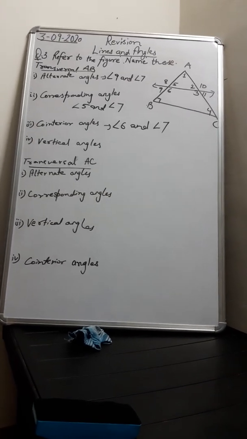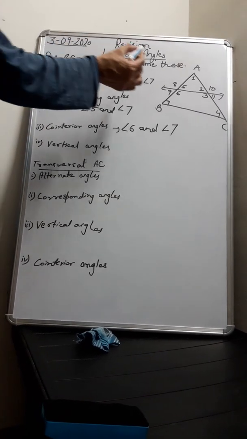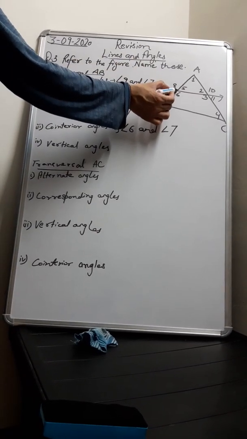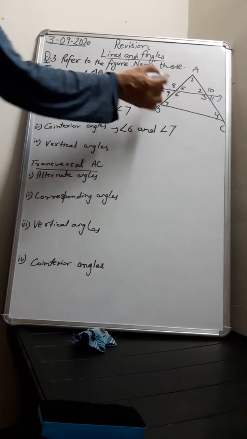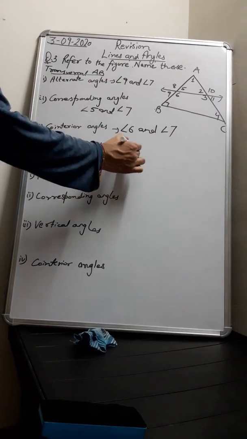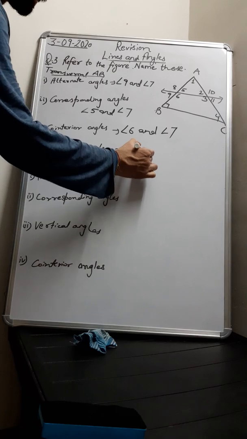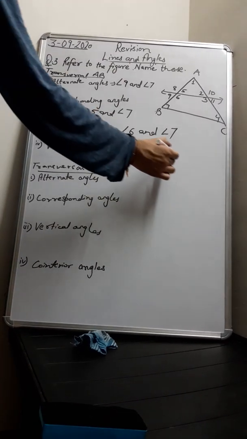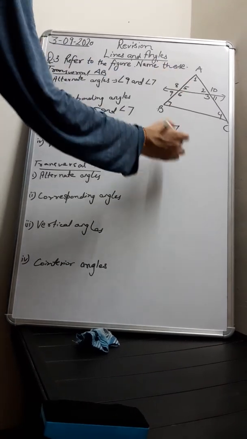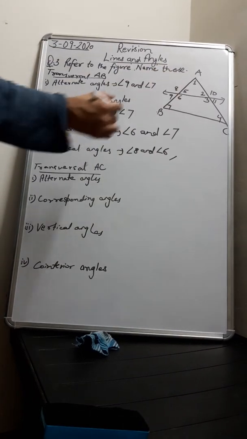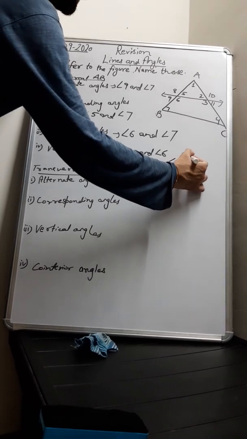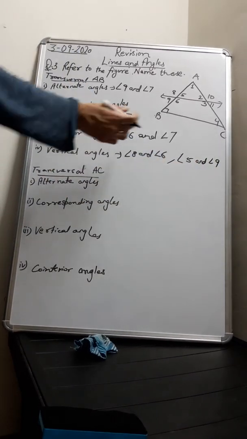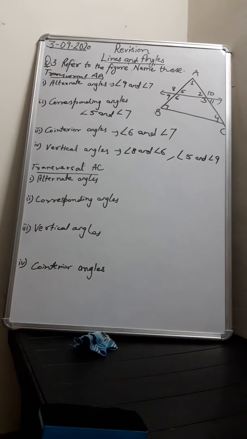Next is vertical angles. Vertical angles are those angles which are going in opposite direction and have a common vertex. This is a vertex, and angle 8 and angle 6 is your first pair. And 5 and 9, they are again going in opposite direction and have a common vertex. Angle 5 and angle 9. So these are your vertical angles.